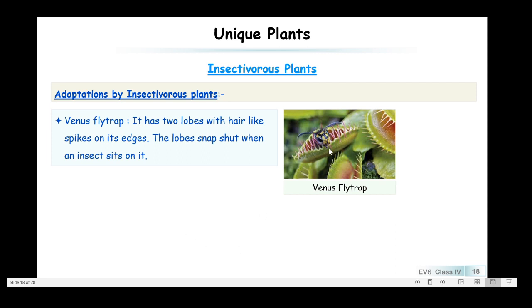So this picture itself is self-explanatory, no? You can see these hair-like spikes. They are very sensitive. The moment any insect touches them, they close down and then they eat away the insect.